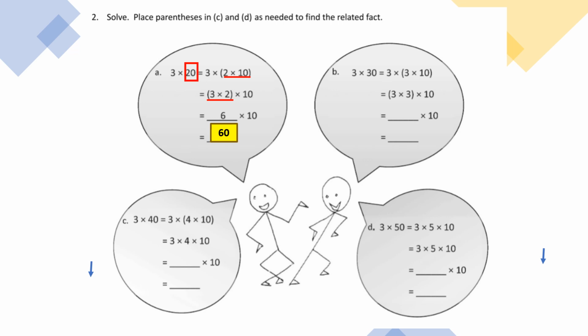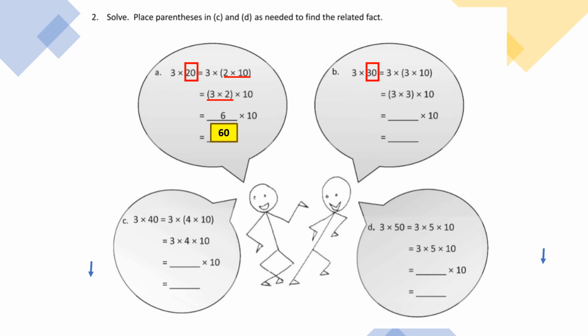Now, 6 times 10 is equal to the same thing as 3 times 20. The only difference is it's packaged differently. That's it. It's equal to the same number. So, using the associative property, it made the numbers friendlier. All right, let's move on to bubble B, letter B. So the equation that we're trying to solve is 3 times 30.